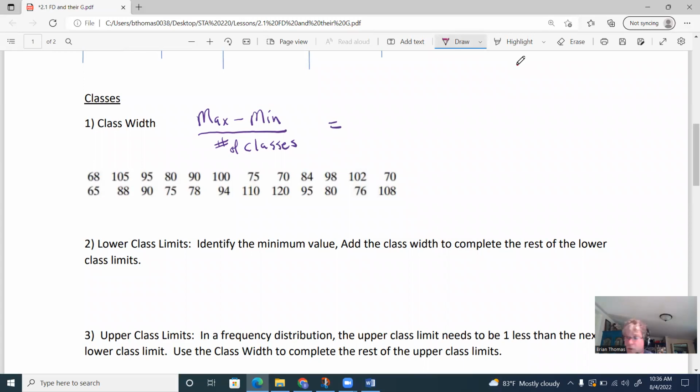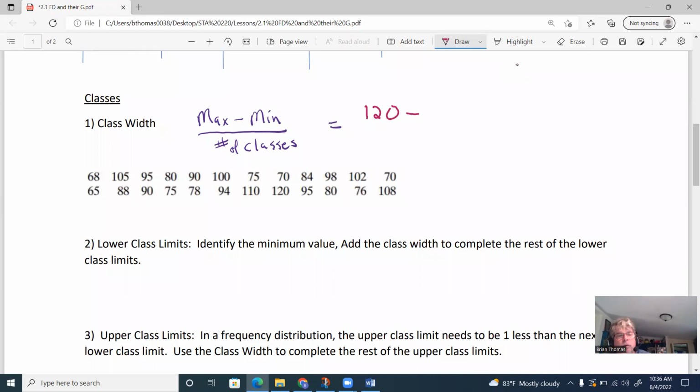So the first thing I'm required to do is find the maximum value, then subtract the minimum value. Looking at my data entries, the maximum value in the first row, I see a 105. In the second row, I see this 120. So 120 looks like the biggest value.